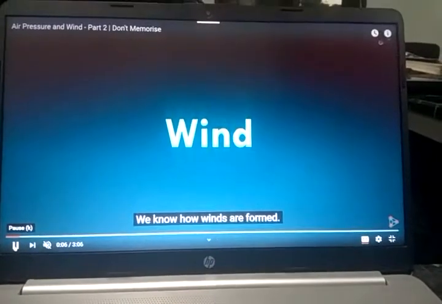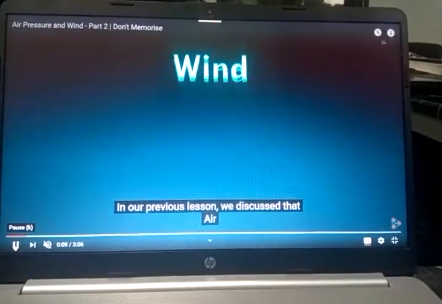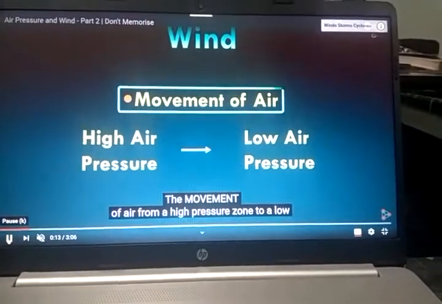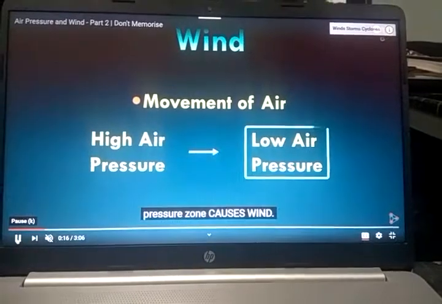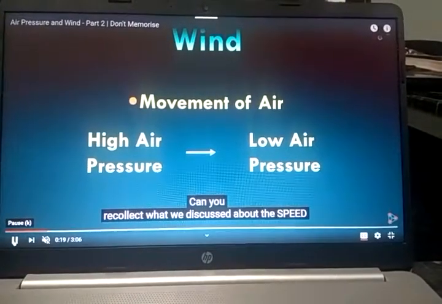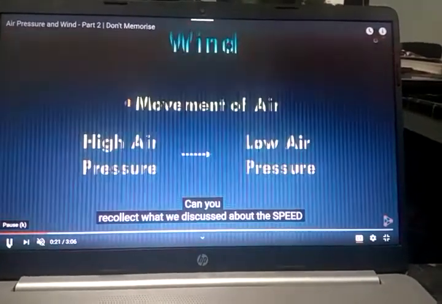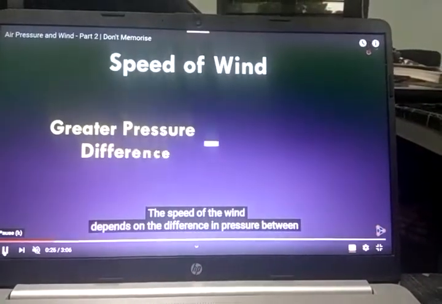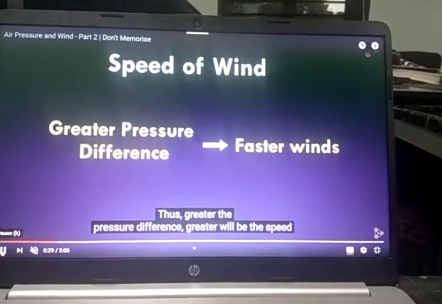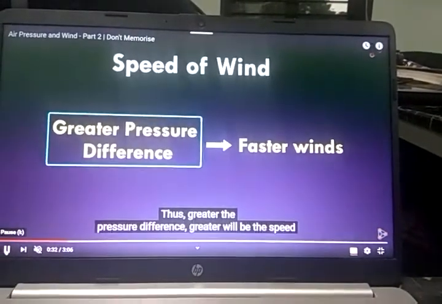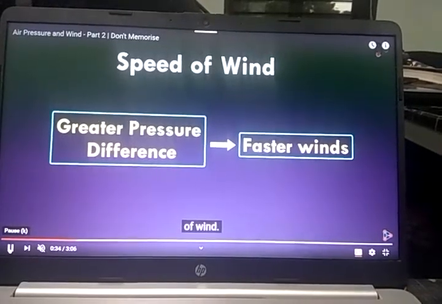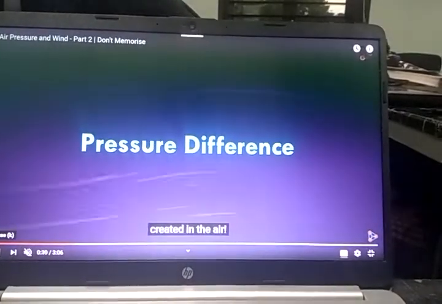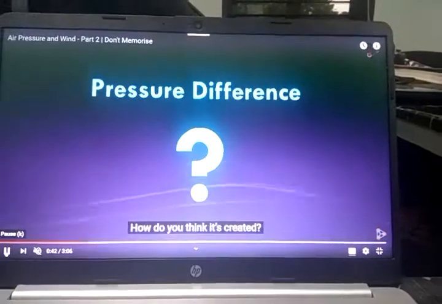Okay students, in the previous session we have seen the movement of air from higher pressure to low pressure, right? So wind is always moved from higher pressure to low pressure. Now the speed of the wind depends on the difference in the pressure. Greater pressure difference, faster wind. You can see over here the pressure difference.